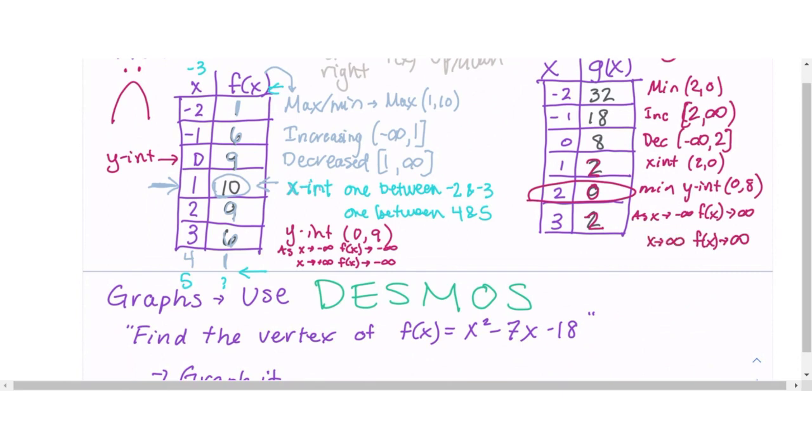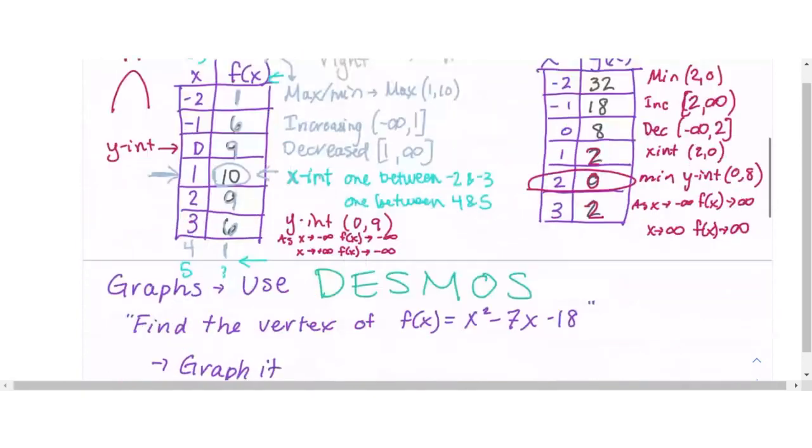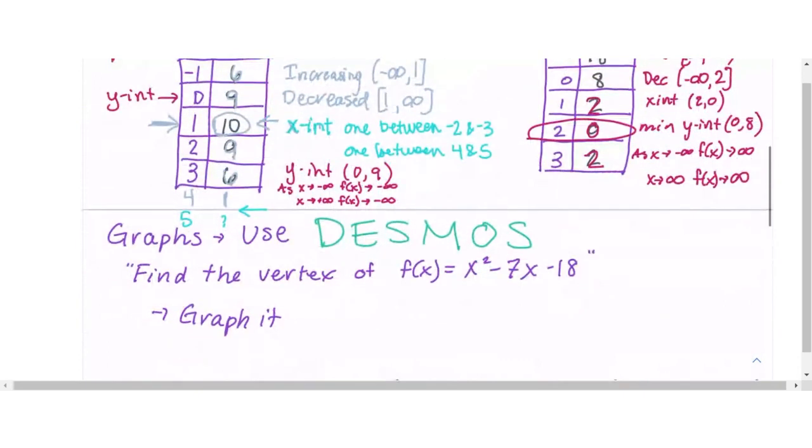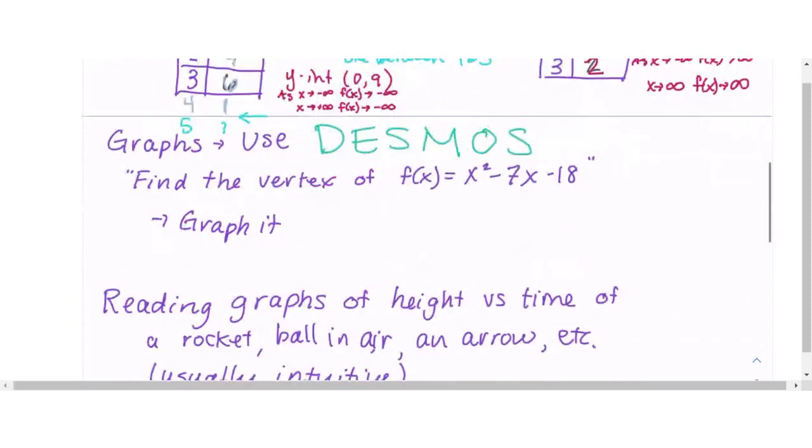Okay. So that's all of that stuff. That was so much information. I hope that made sense to you. We did it from a table. We did it with graphs. You can also use Desmos and do basically what we just did. So there would be things like, find the vertex or find the x-intercepts or whatever of, and then it'll give something like this. So let me show you.